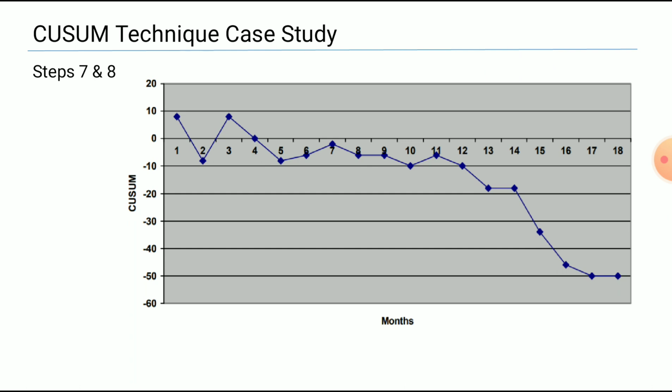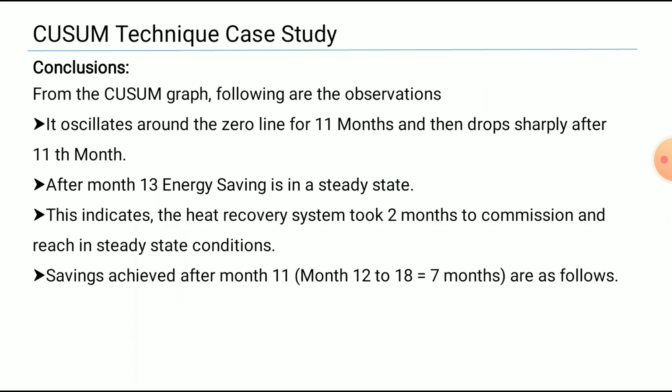Now the last step, in order to calculate the energy saving, we have to refer to the values from month 11 and month 18. The month 11 value is -6 and the month 18 value is 50. So the energy saving will be calculated as 50 minus 6, that is 44. 44 will be in tons of oil equivalent, TOE.